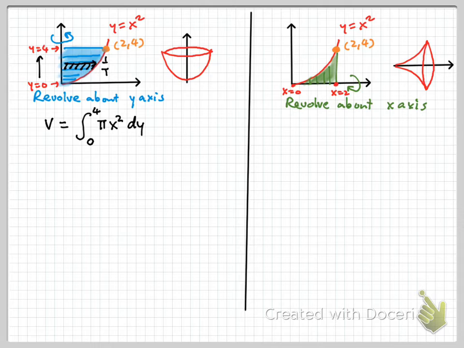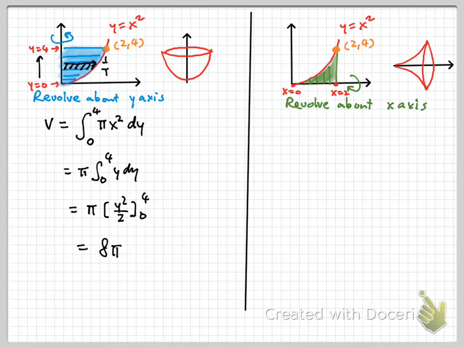And x squared equals y. So this is simply the integral from 0 to 4 of pi y dy. The integration of y dy will be y squared over 2 from 0 to 4, and the answer goes to 8 pi. This is the volume of this bowl.